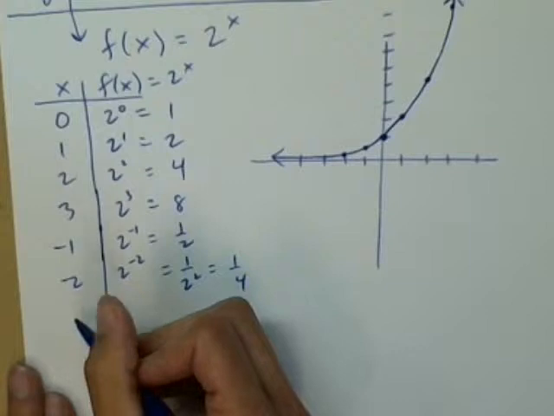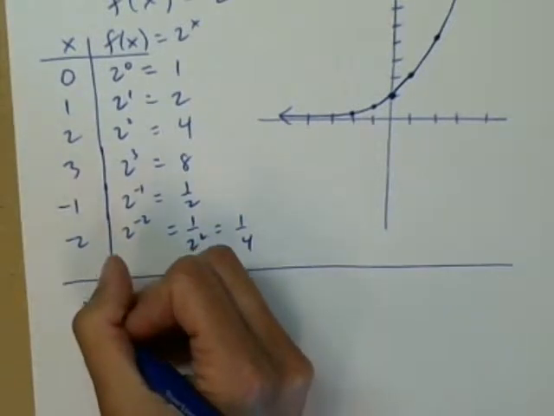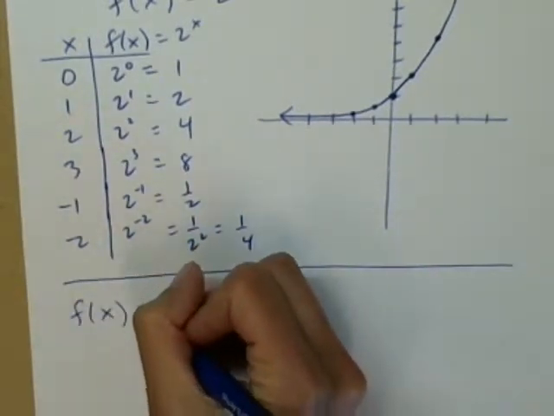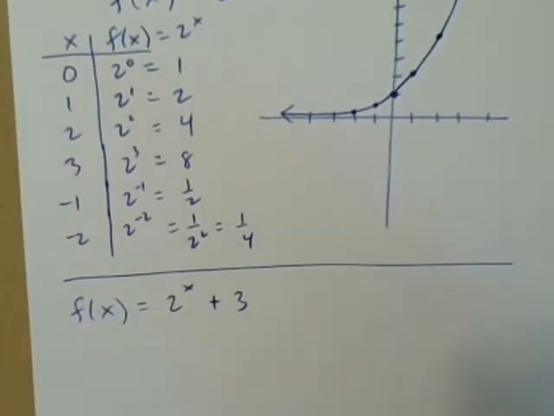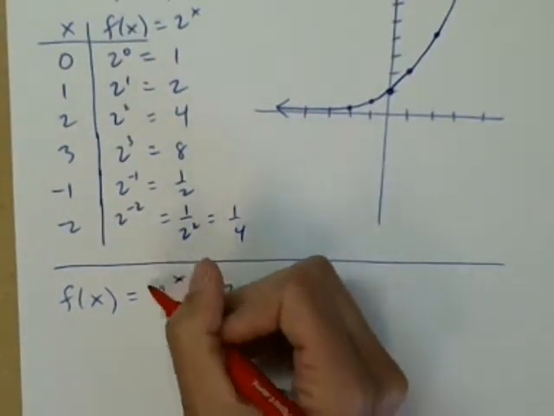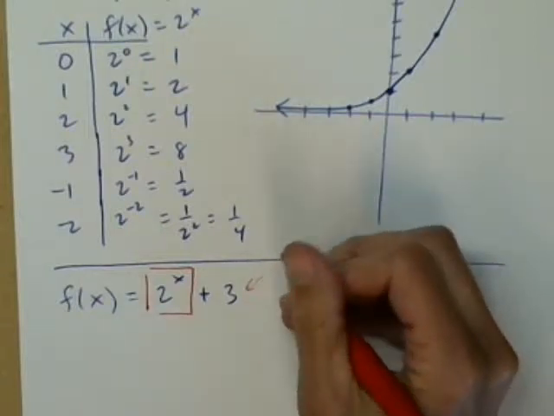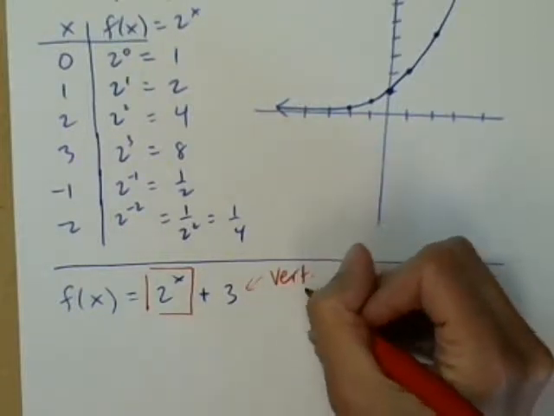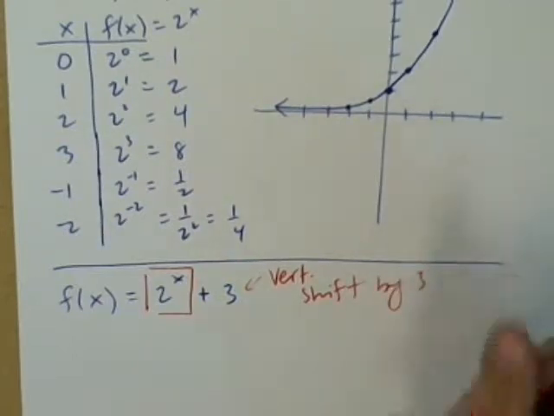We can also do transformations of this exponential function by changing what we have up there in the power. So for example, f of x is 2 to the x plus 3. Well, just like our quadratics, our transformations act in the same way. There's my parent function. I'm going to add a 3 to all of the outputs. So this is a vertical shift up by 3.